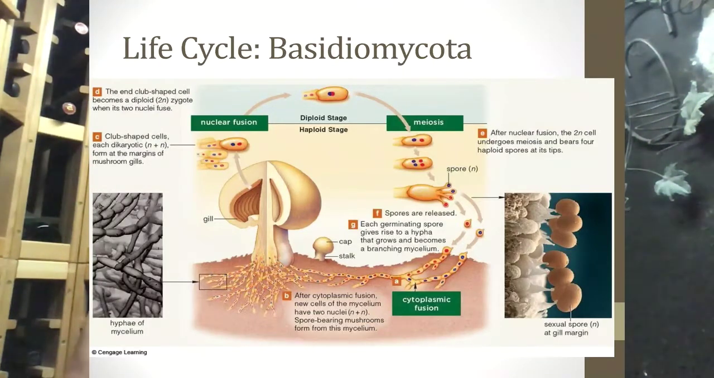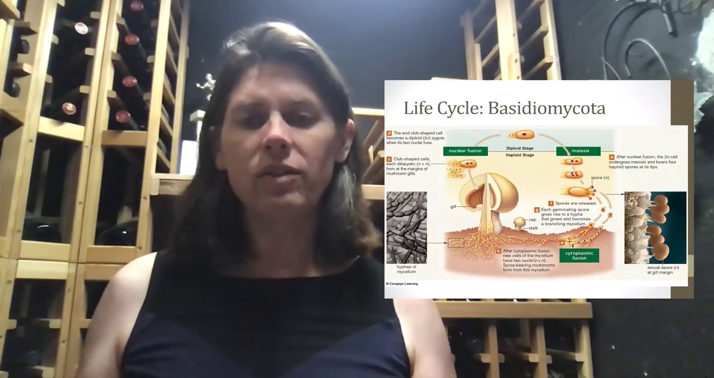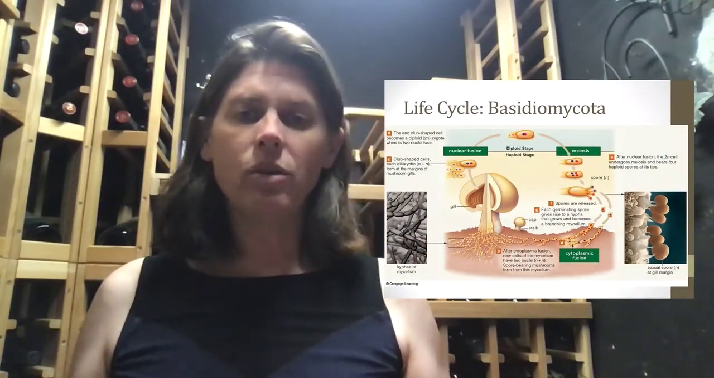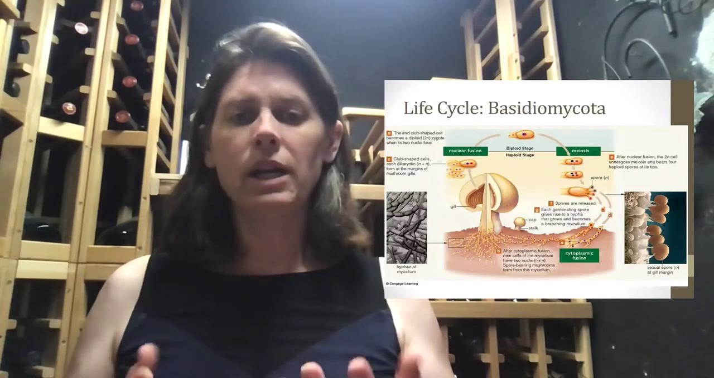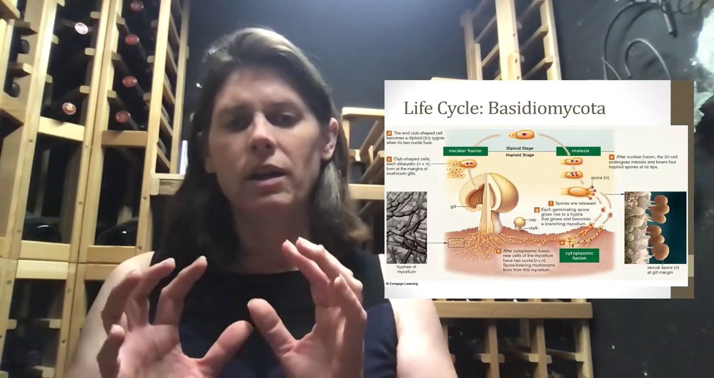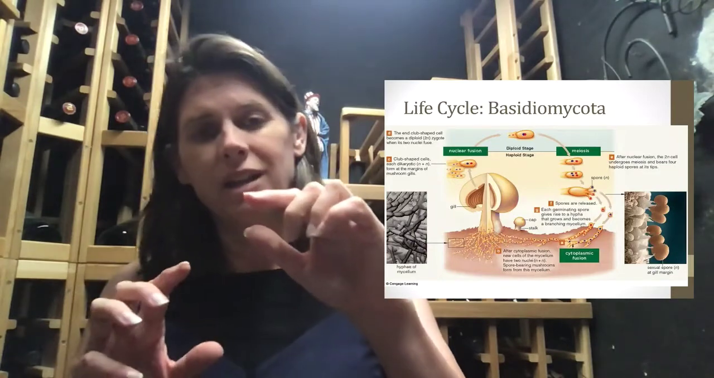Okay, so again, you want to just keep straight. When is it haploid? When is it diploid? When does meiosis occur? When does mitosis occur? Okay, so it's very similar to the other life cycles that we've seen, but we just have different structures. So in the Basidiomycota, the fruiting body is the mushroom. In the Ascomycota, the fruiting body is the Ascocarp. Okay, and they form asci.